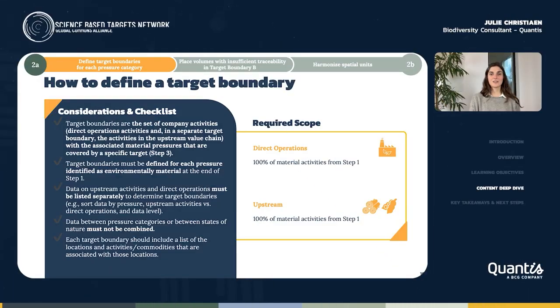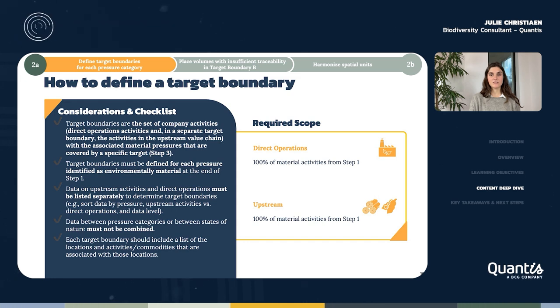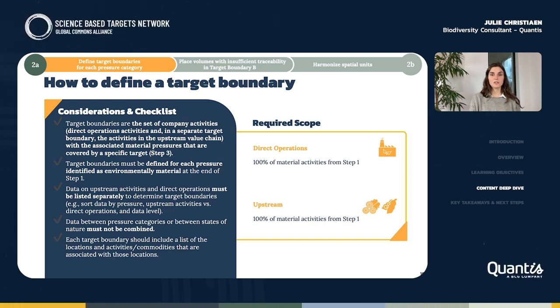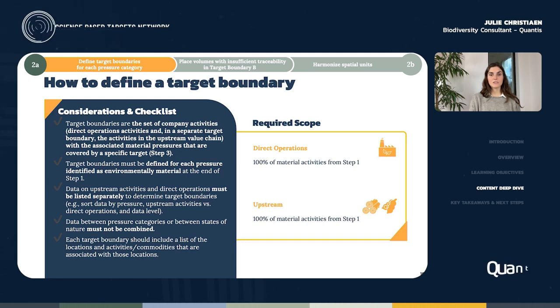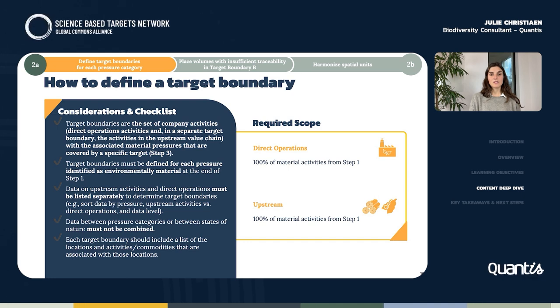To set science-based targets for nature, companies must define target boundaries for each pressure category identified as material in step 1. Target boundaries are the set of company activities with their associated material pressures that are covered by a specific target. Company activities include direct operation activities and, in separate target boundaries, the activities in the upstream value chain. Companies must set separate data on upstream activities and direct operations.